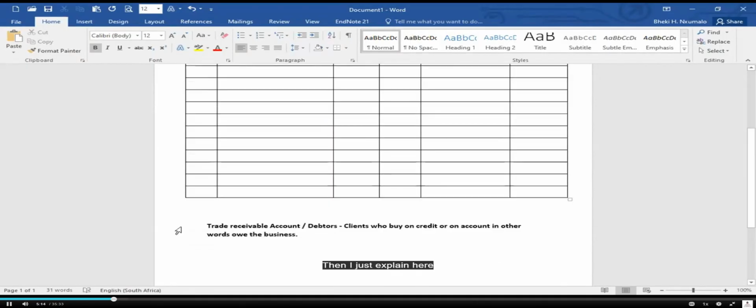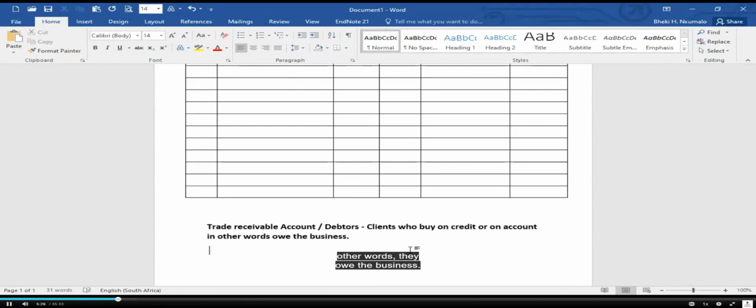And then I just explain your trade receivables, or debtors. Who are those? Those are the clients who buy on credit or on account. In other words, they owe the business. So when we are dealing with the trade receivable account, or debtors, we are dealing with your clients, who purchase items in your business on account or on credit. So they owe the business.